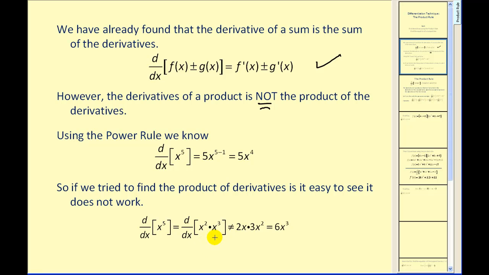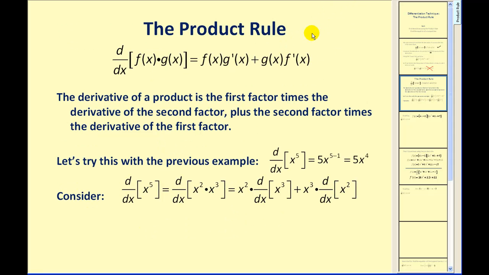We cannot find the derivative of a product by finding the product of the derivatives. We're going to have to find a different method. So this will not work. And the way we find the derivative of a product is from the product rule. And here's what it says. The derivative of a product is the first factor, f of x, times the derivative of the second factor, so g prime of x, plus the second factor, g of x, times the derivative of the first factor, which would be f prime of x. So we have the first times the derivative of the second plus the second times the derivative of the first.